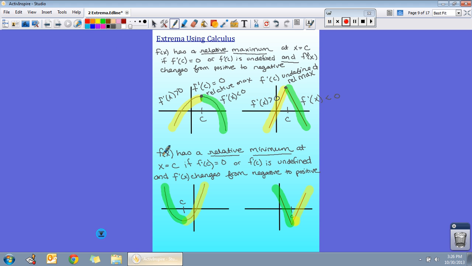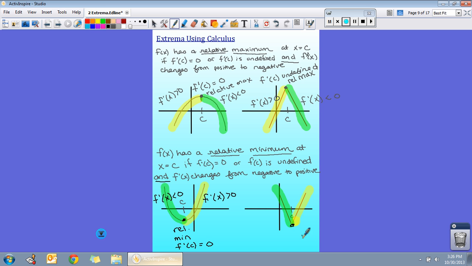We also have the definition: f of x has a relative minimum at x equals c if the derivative or the slope at c is 0 or undefined, and f prime of x changes from negative to positive. So at c we have a relative minimum because we know that the derivative at that point is 0 and that slope is changing from a negative to a positive.